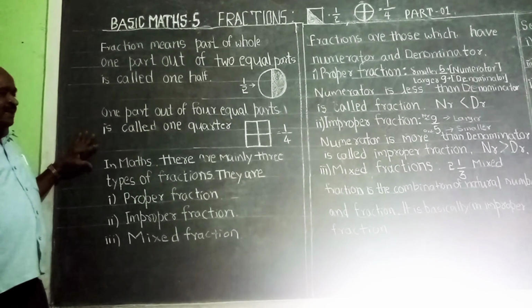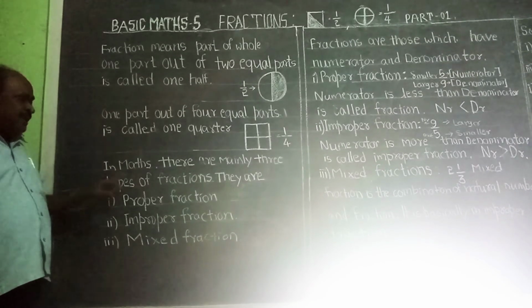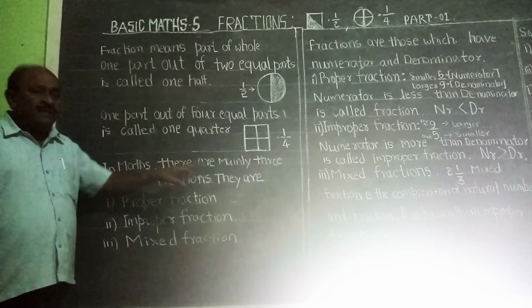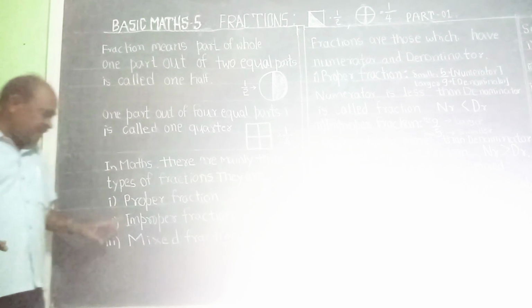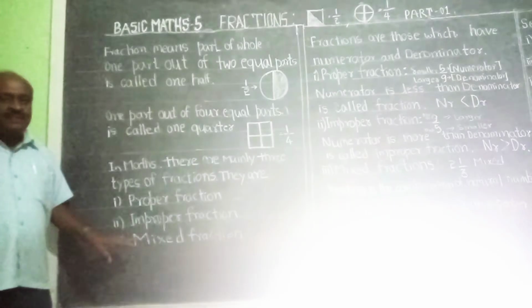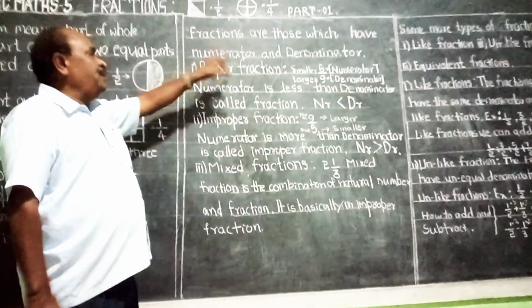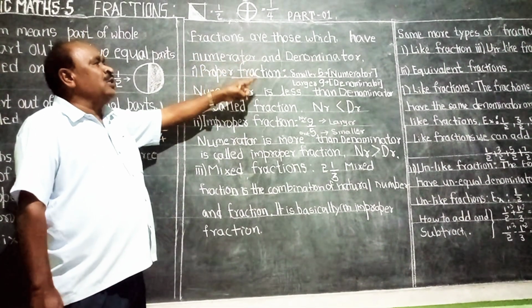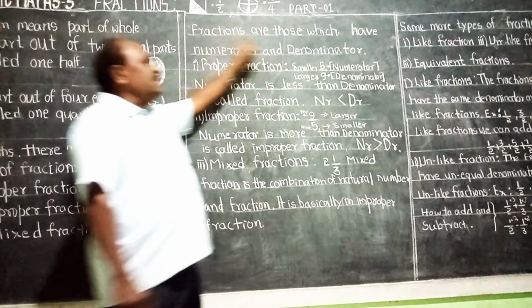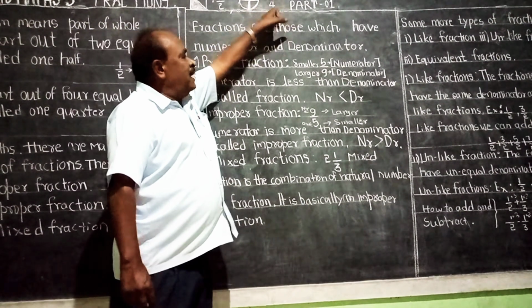In mathematics, there are mainly three types of fractions. The first one is a proper fraction, the second one is an improper fraction, and the third one is a mixed fraction. See, fractions are those which have a numerator and denominator.